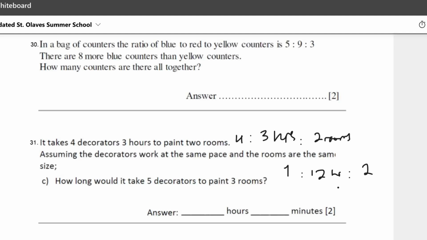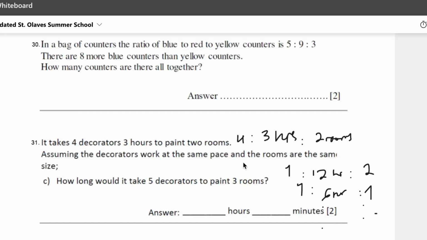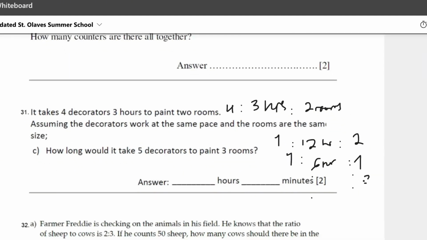That means we can also say that to do 1 room, it's going to take him half the time, so he's going to take 6 hours. But we have to do 3 rooms. So now we have to also manipulate this ratio. If we want 3 rooms, that means it should take 1 decorator 18 hours. But we have 5, so we need to do 18 hours divided by 5, which is going to give us 3.6.